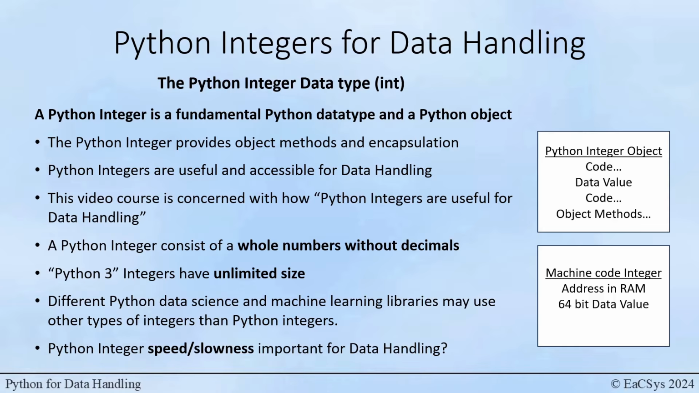Integers in Python 3 have unlimited size, which makes Python integers very easy and convenient to use for data handling purposes, as there's only one type of integer, not 2, 4, or 8 types of integers. And this means that a Python integer can be any type of number, such as 34, minus 91, it can be 1, it can be millions and billions, but what it cannot be is an integer with a fraction.